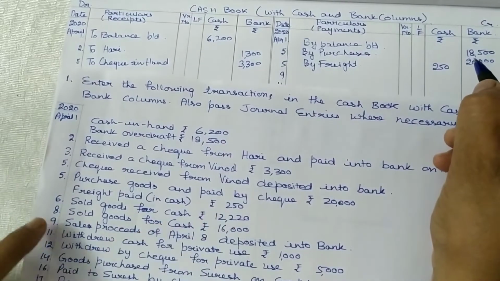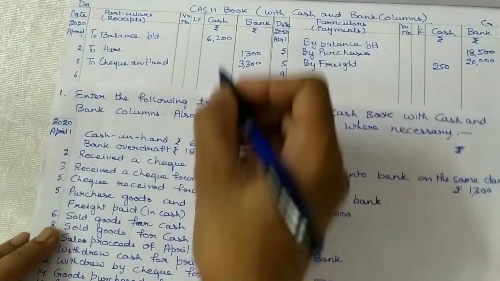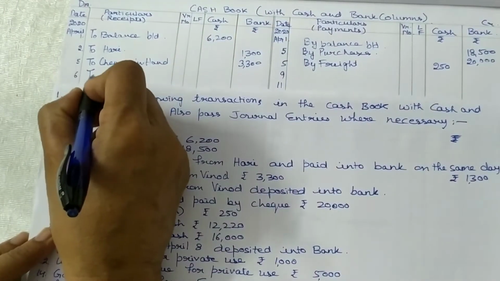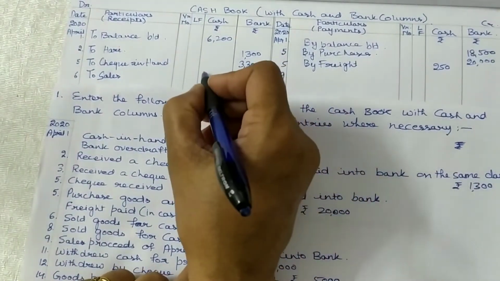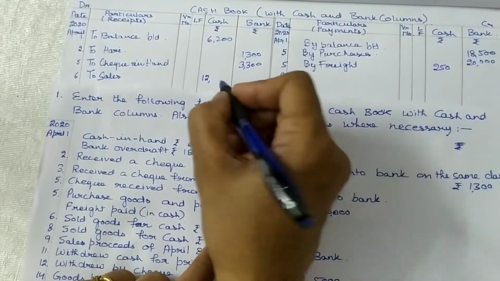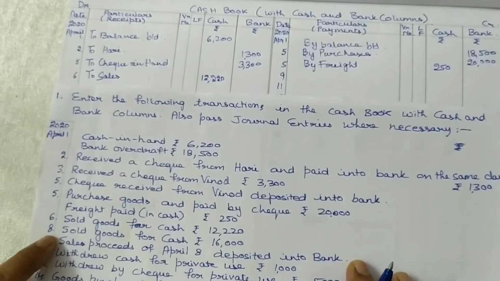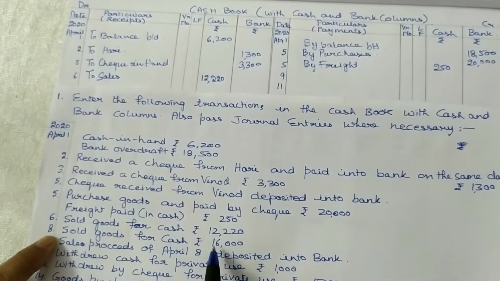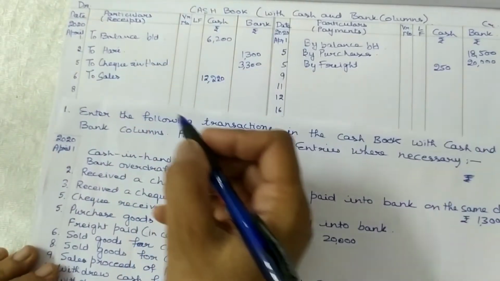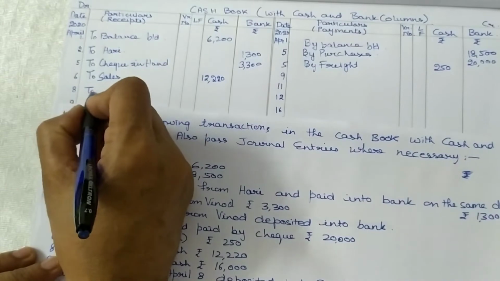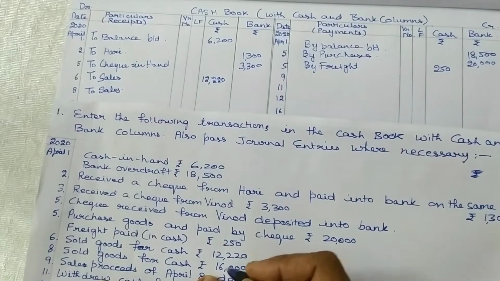Next, sold goods for cash 12,220. Cash account debited to sales. How much? 12,220. Next is sold goods for cash 16,000. Same, to sales in cash column 16,000.